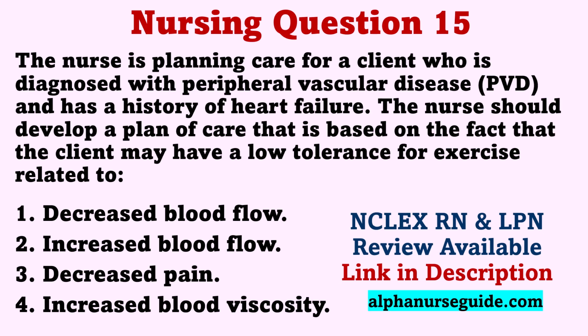The nurse is planning care for a client who is diagnosed with peripheral vascular disease and has a history of heart failure. The nurse should develop a plan of care that is based on the fact that the client may have a low tolerance for exercise related to 1. Decreased blood flow. 2. Increased blood flow. 3. Decreased pain. 4. Increased blood viscosity. The correct answer is 1.